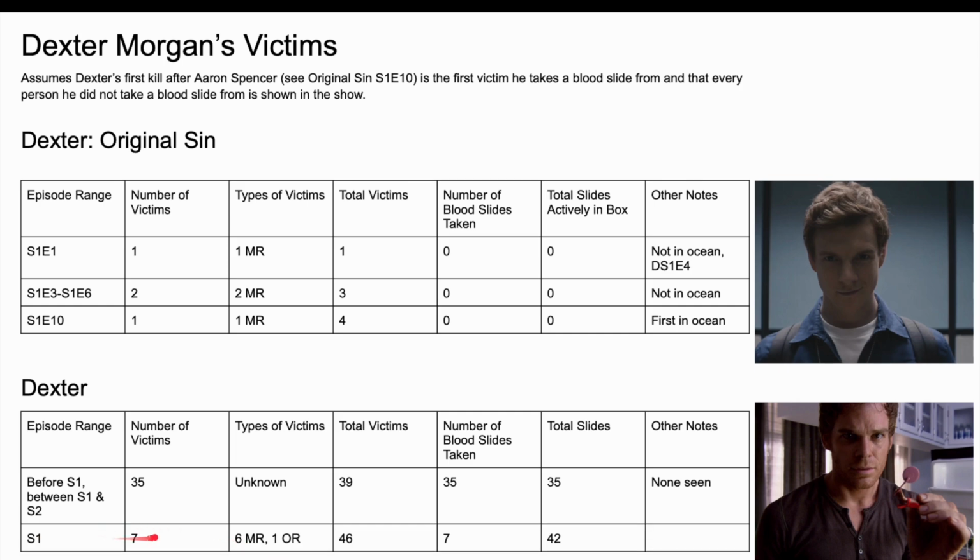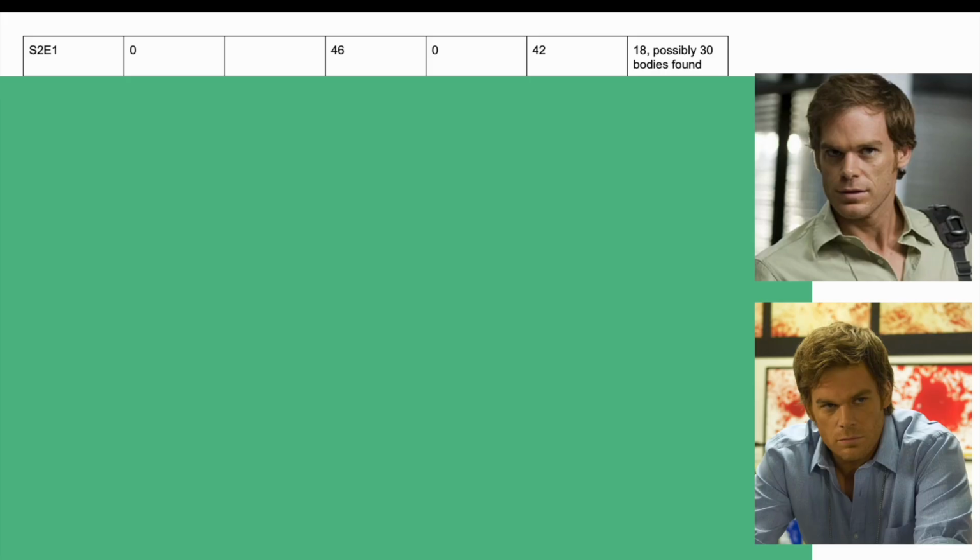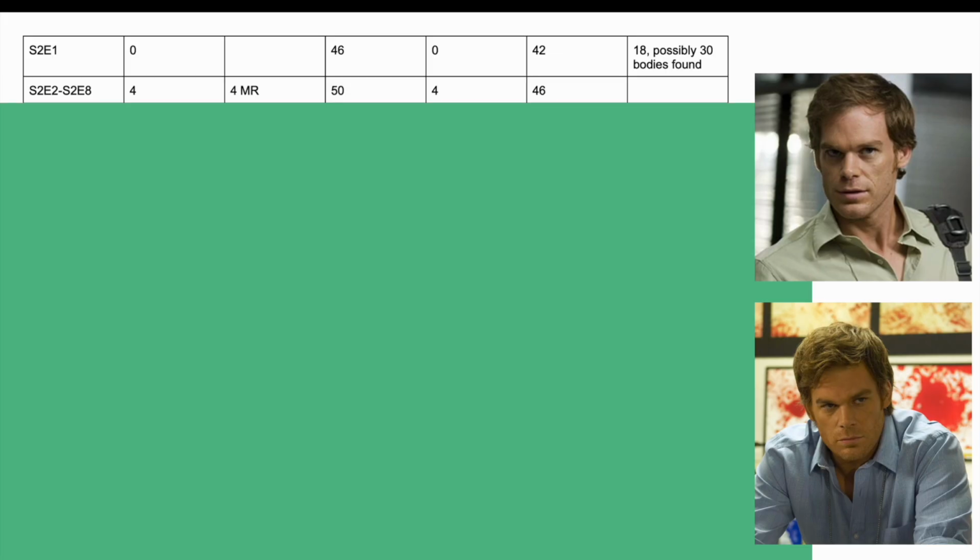Throughout season 1, he kills 7, 6 murderers, and 1 other, who was, I believe, a human trafficker. So then he has 46 victims, and he takes 7 blood slides. In the first episode of season 2, he doesn't kill anybody, but they find his bodies. They said 18, possibly 30 bodies were found. And in the next couple episodes, he kills 4 and takes 4 slides.